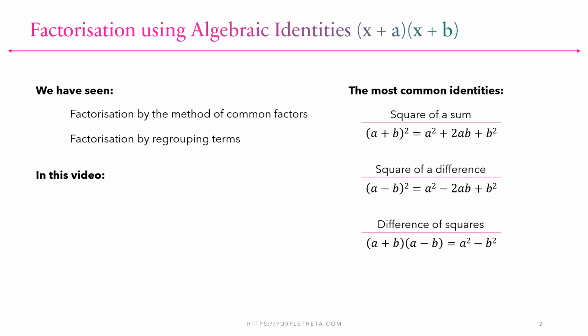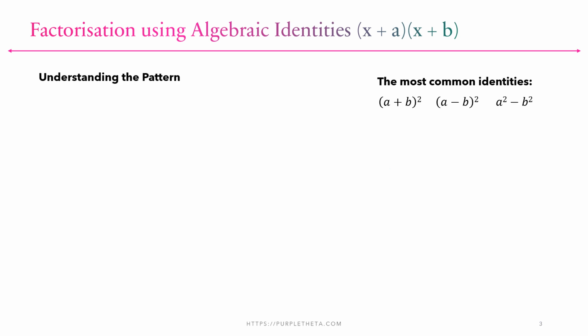In this lesson, we will explore a new type of factorization, the kind that follows the pattern x plus a multiplied by x plus b, right? Let us understand the pattern. Let us look at some examples like x square plus 7x plus 10, y square minus 3y minus 10, or p square plus 8p plus 15, right?